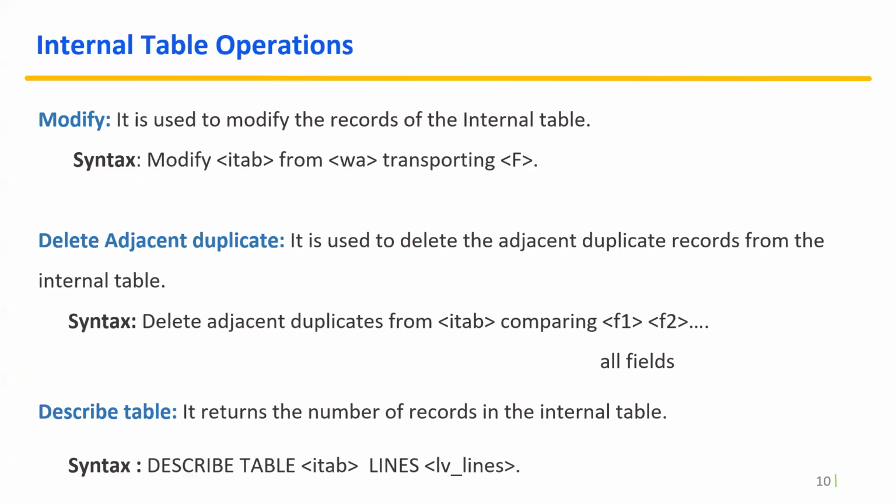So next we have modify. Whenever we want to modify any record in the internal table, we can use the modify statement. Suppose a record is mistakenly entered with wrong information. If you want to modify it, then we can use this modify statement. The syntax is modify internal table from work area. Let's see the transporting fields later. First, let's see this first half of the syntax.